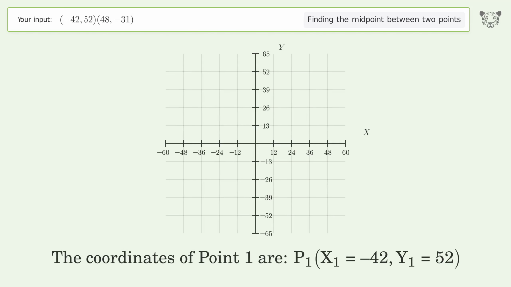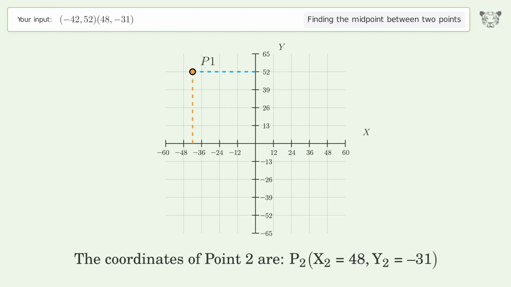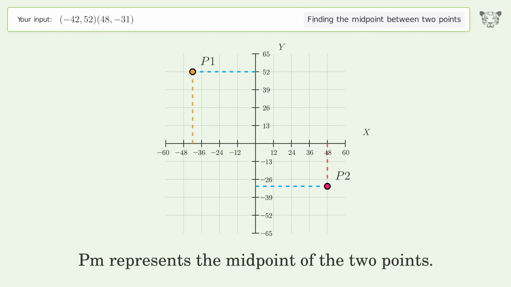The coordinates of point 1 are, x1 equals negative 42, y1 equals 52. The coordinates of point 2 are, x2 equals 48, y2 equals negative 31. PM represents the midpoint of the 2 points.